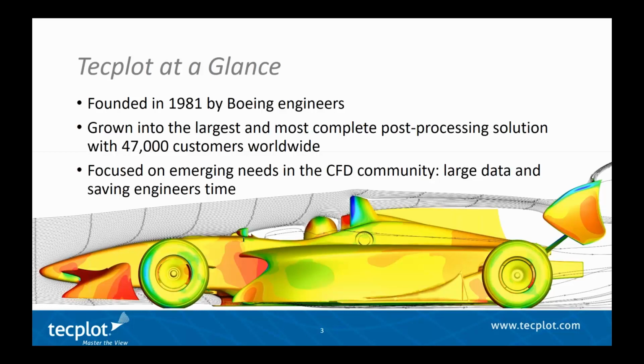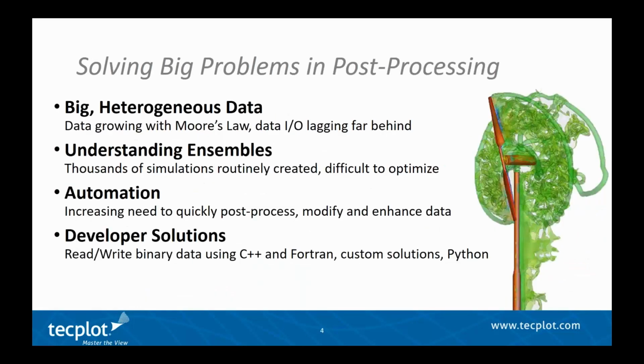CFD community. And those needs that we're seeing today are how to process large quantities of data and how to save you time. So to do that, we are looking at big heterogeneous data. Tecplot 360 has data loaders for many different CFD codes, many different file formats. So that's where the heterogeneous data comes from. People can use Tecplot 360 to analyze CFD results and bring in measured data as well to look at those data in one tool. And the data are really growing in size with Moore's Law. Data I/O is lagging far behind.